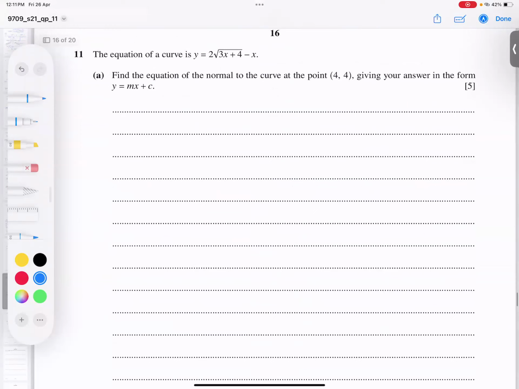Question number 11. Find the equation of the normal to the curve at this point. Students, what is the method, what is the technique? This is the equation of the curve given: root of 3x plus 4 minus x. First of all, we'll differentiate. The root is called half, so write the power half. The power comes down and multiplies, and from the power reduce 1, you get -half. So multiply by the derivative of the base.